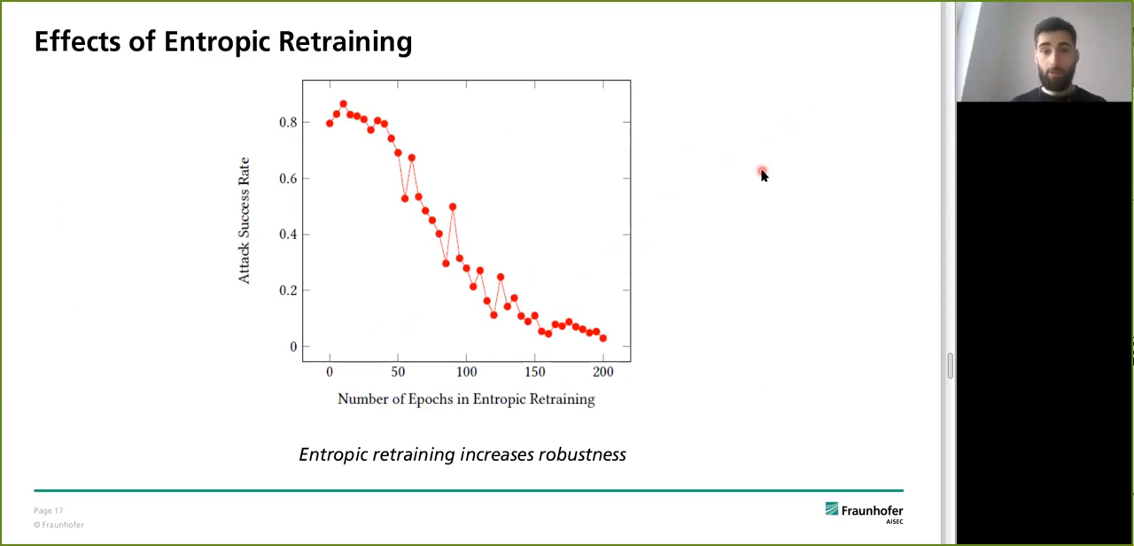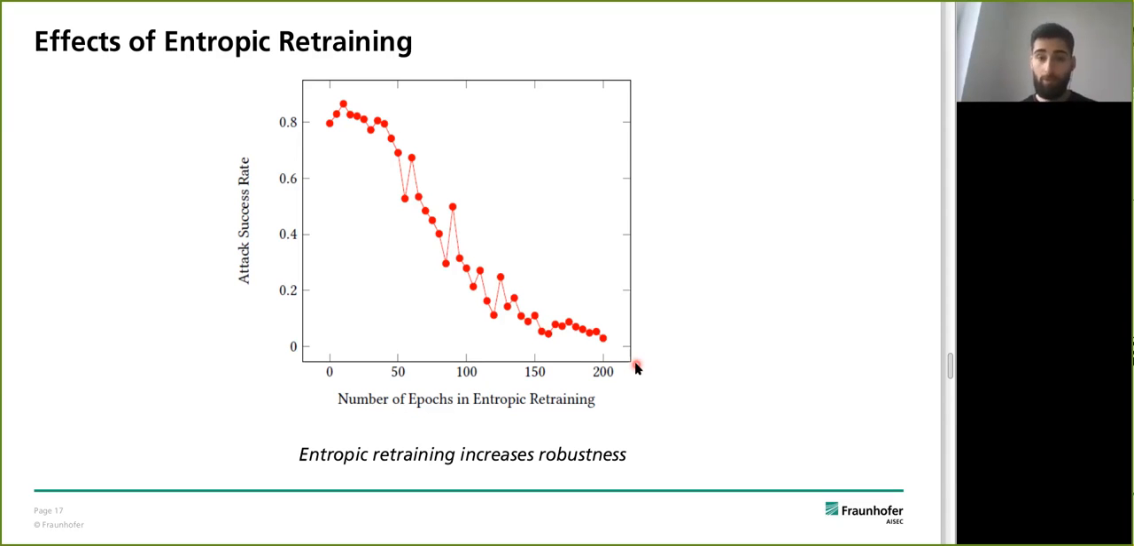But more interestingly, what happens during attacks? Here again, on the x-axis is the number of epochs during entropic retraining, and on the y-axis we can see the attack success rate during the evaluations. We can see that the attack success rate significantly decreases in the course of entropic retraining. Therefore, we made the observation that entropic retraining, similar to adversarial training, increases the robustness of neural networks, but in this case without the generation of adversarial examples.